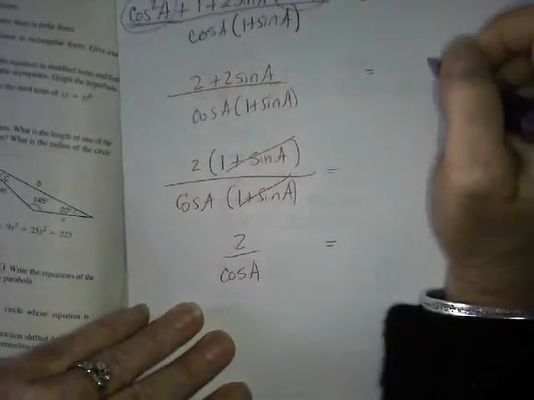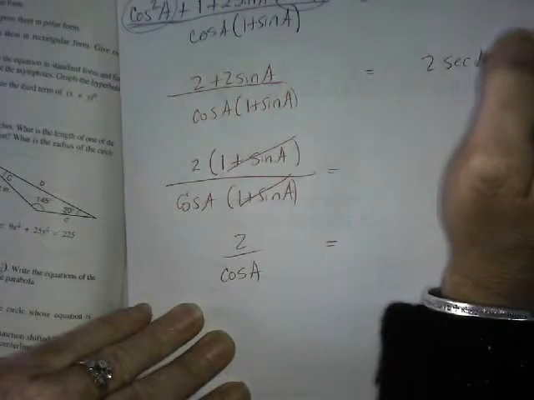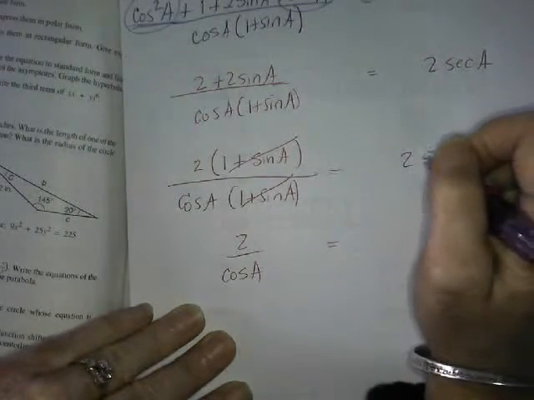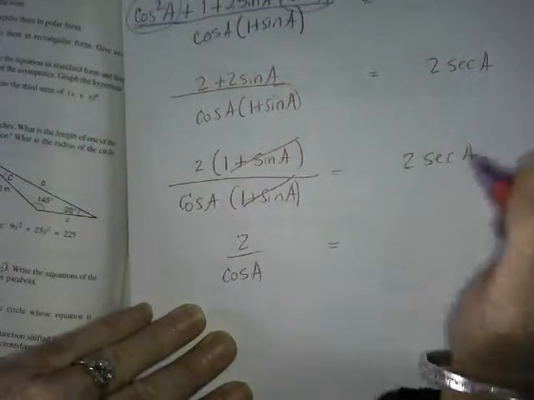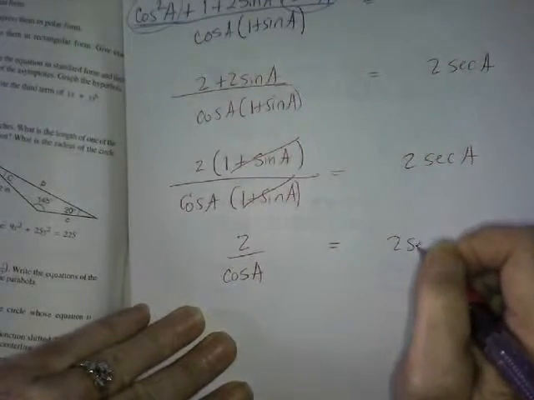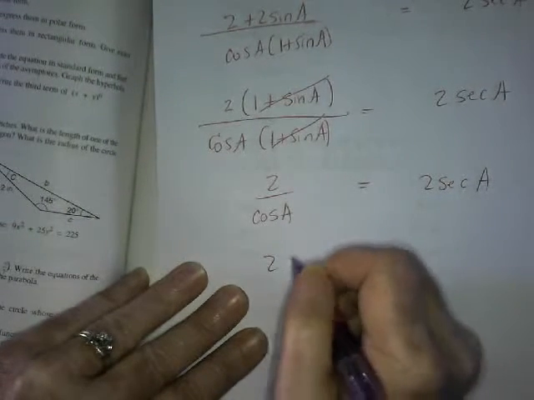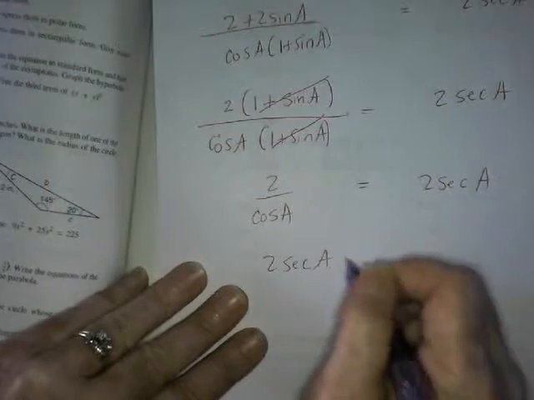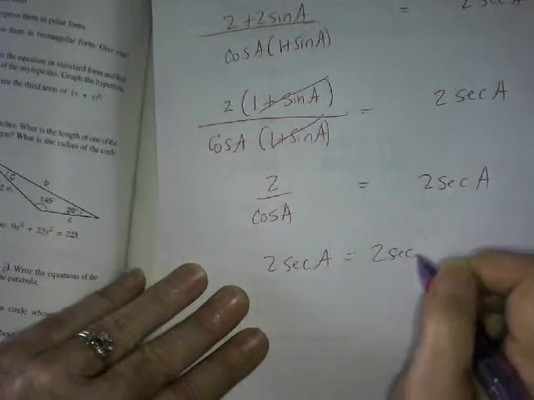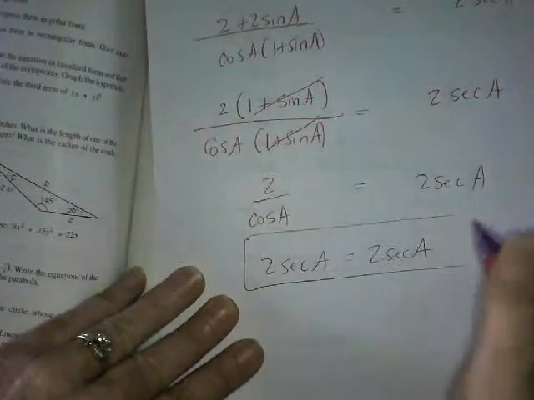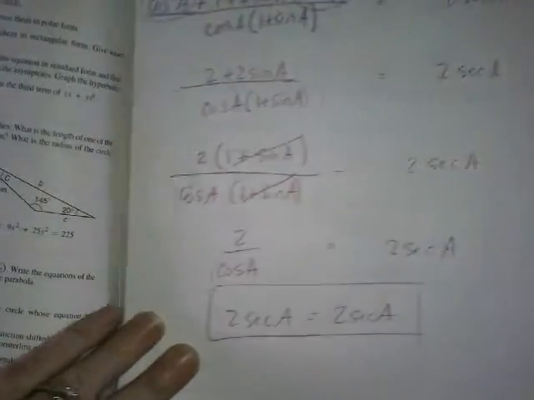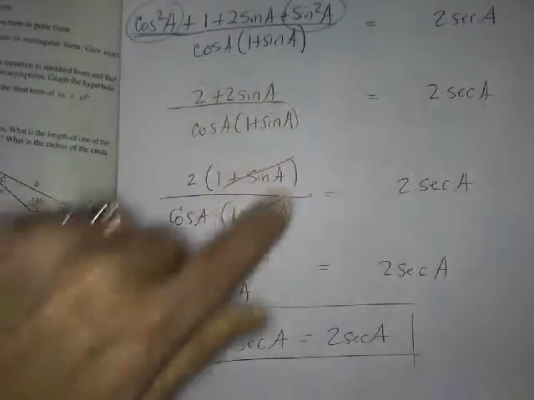Now that's not exactly equal to 2 secant A, but I mean they are equivalent because there's that identity. Secant is the reciprocal of cosine. So this is actually the same as 2 secant A. So that's how you finish it off. But you need to show all your work on these. When it says show, you gotta show it.